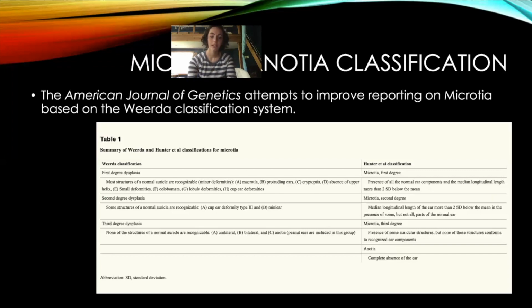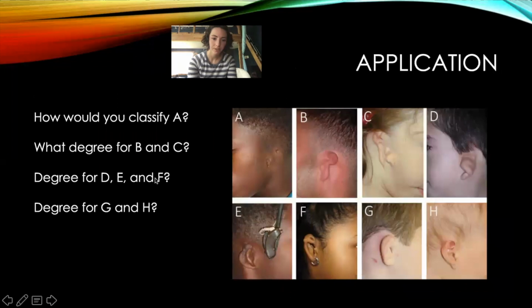So let's go ahead and look at a few examples and see if you can figure out what degree each letter is. So they're all different. Some of them are the same. You can pause right now and try to figure out what degree or what classification each ear would be. Okay.